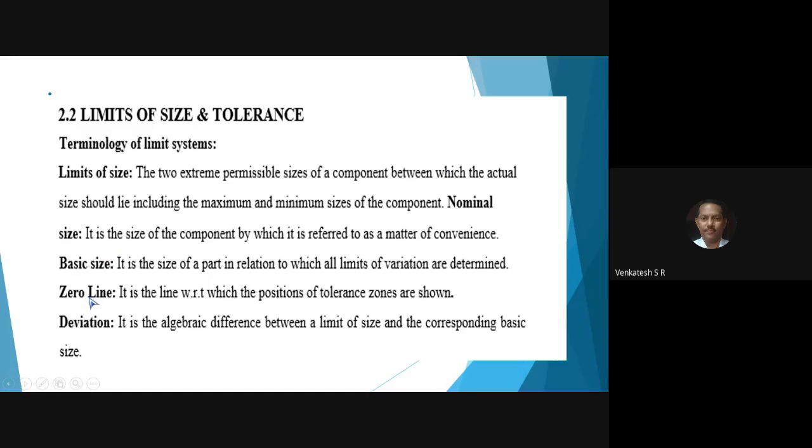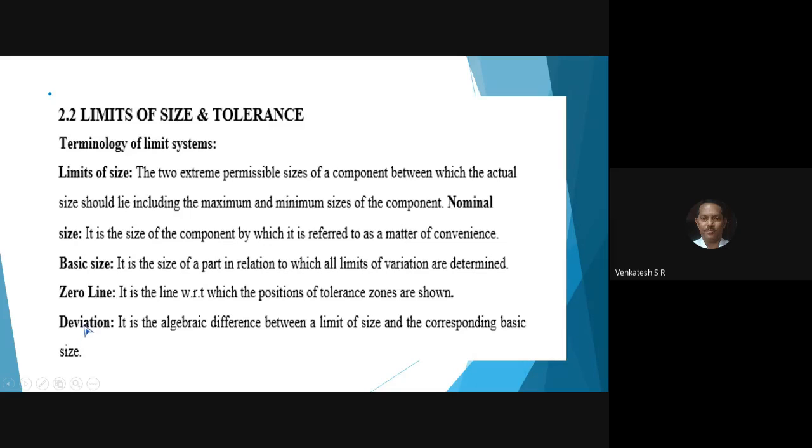And next, while studying the hole basis system and shaft basis system, you understand the zero line. The zero line is the imaginary line which is coming in between the upper limit, lower limit, and upper deviation and lower deviation of the dimension. Upper deviation and lower deviation of the dimension.